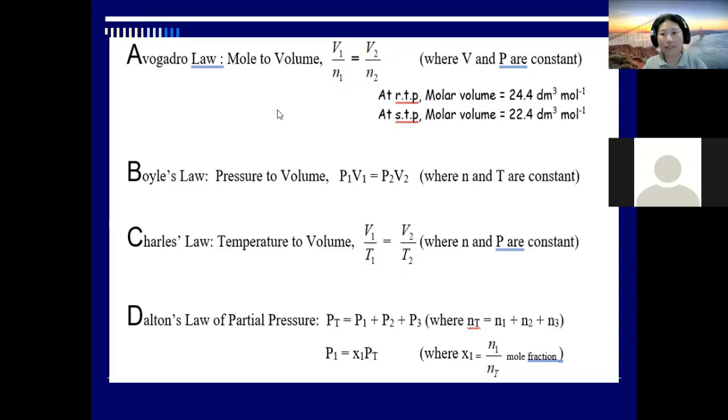I have compiled everything that is gaseous in one exercise, all the past questions about gas. Okay, so you need to remember Avogadro's law, Boyle's law, Charles' law, and Dalton's law of partial pressure. Now, Dalton's law is a little bit longer. You need to say Dalton's law of partial pressure.